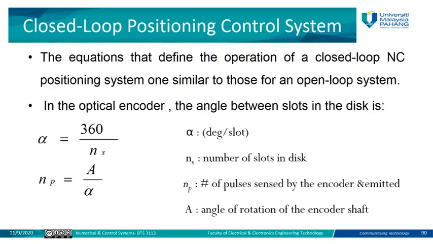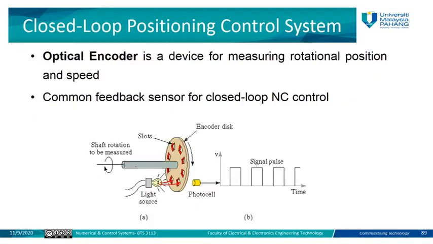For the closed loop positioning system here, there are also some formulas used to perform calculations according to the optical encoder. In the optical encoder, the angle between the slots in the disk is alpha, which is equal to 360 over ns, where alpha is the angle between the two slots. For example, here we have one slot, and this is another slot. Between them there is an angle, with the other slot we have an angle, and so on.